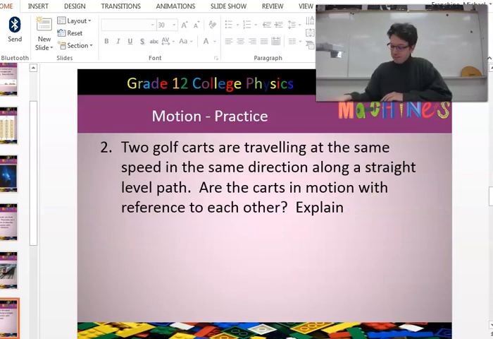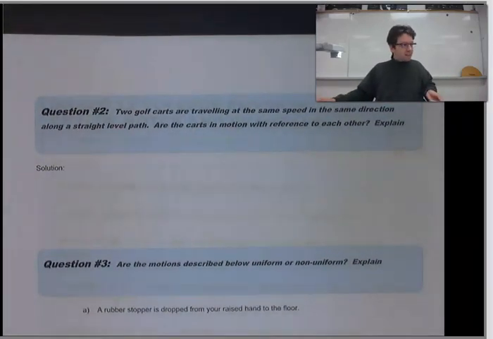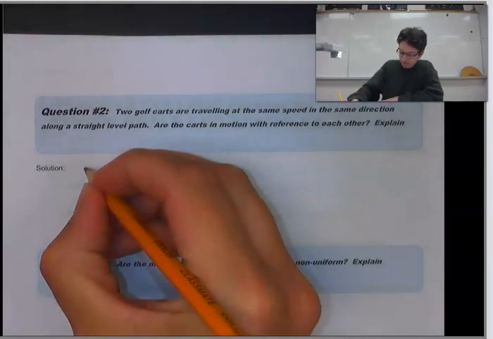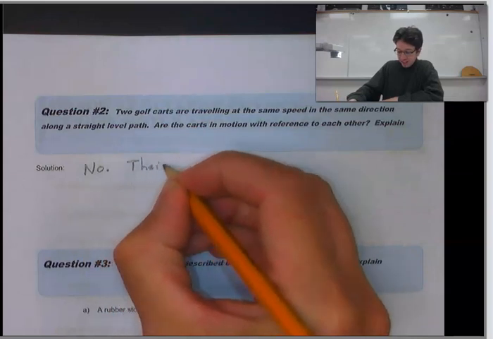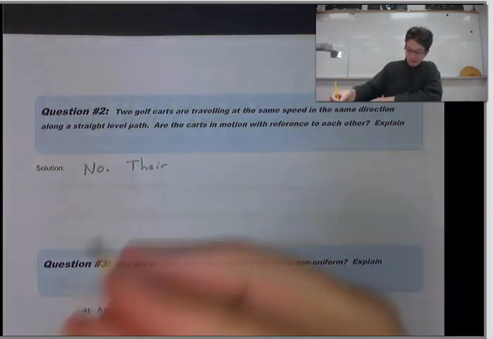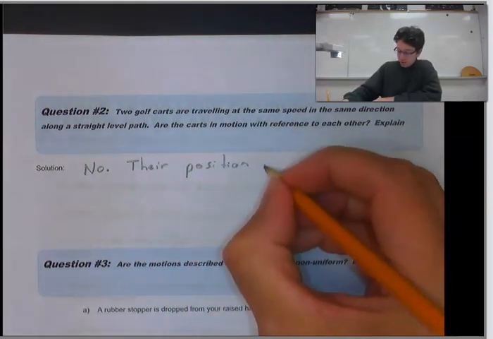So let's look at this question. I think this is also on our handout, so I'm going to switch from the PowerPoint to our handout. This is question number 2. It says two golf carts are traveling at the same speed in the same direction along a straight level path. Are the carts in motion with reference to each other? Explain. And the answer would be no, they're not. The reason is, just like I said before with the pencil and my nose, their position relative to each other remains the same.